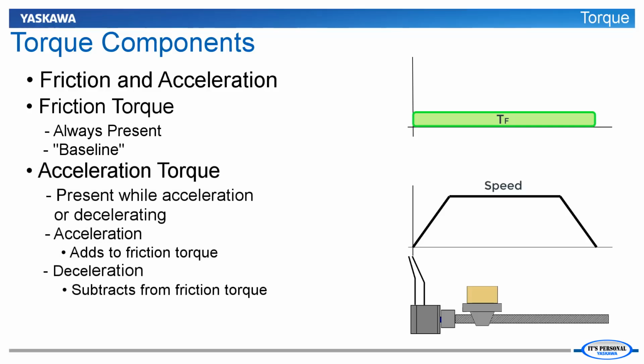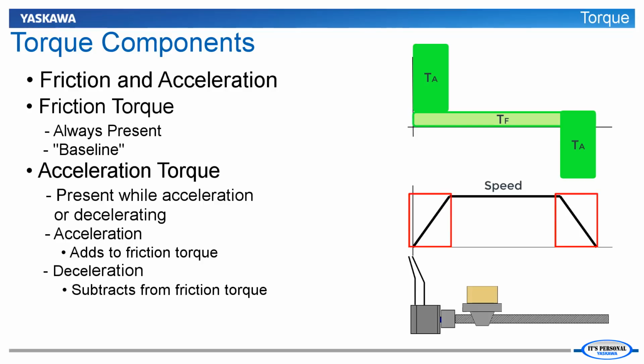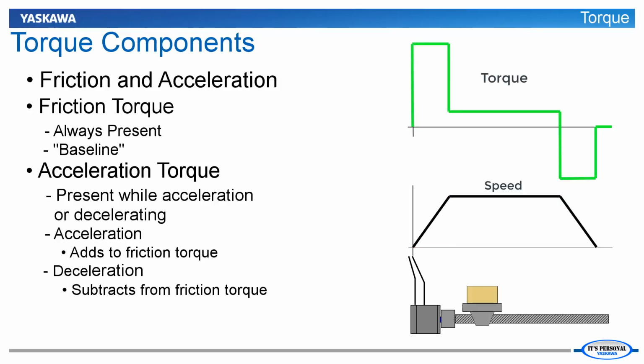The acceleration torque is also a constant level, but is only present during acceleration and deceleration. Acceleration torque is added to the baseline friction torque while the motor accelerates. Acceleration torque is subtracted from the baseline friction torque while the motor decelerates, because friction torque helps decelerate the motor. If the acceleration rate and deceleration rate are the same, as shown here, then the amount of torque that is added or subtracted is the same. The sum of these torque components produces the torque profile.